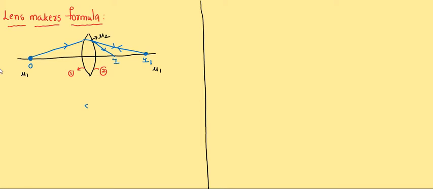Now if you take the distances here, look very carefully. The original object is O, and its distance from the optical center we consider as u. The final image is I, formed in the mu1 medium, and its distance we take as v. In the middle there is one more image formed, whose distance we take as v1.